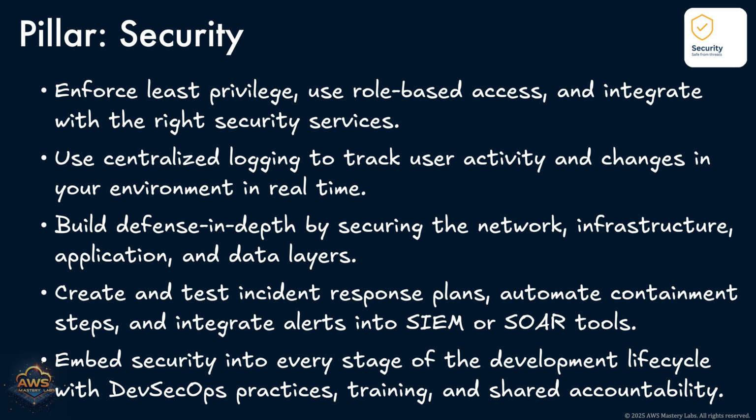It's also critical to prepare for security events. Have a well-defined incident response plan, run simulations, and automate containment where possible. For example, isolating compromised EC2 instances or rotating credentials on the fly. Keep your environment secure by patching and updating infrastructure and dependencies regularly. Tools like AWS Systems Manager Patch Manager and Amazon Inspector can streamline this process.